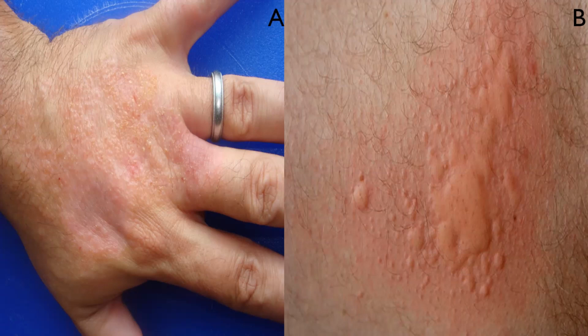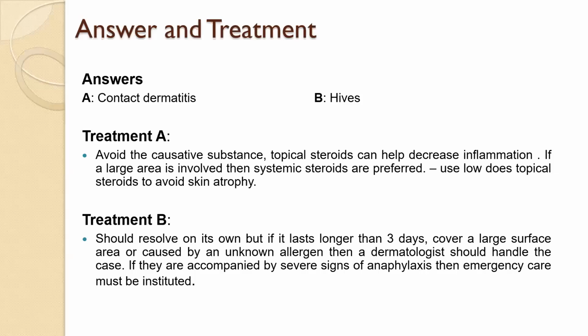So yeah, exactly. The thing is that picture A is basically contact dermatitis. You see these small papules versus the hives, which basically start as papules and coalesce. So picture B is typical of hives. Technically, the treatment for both is very similar.